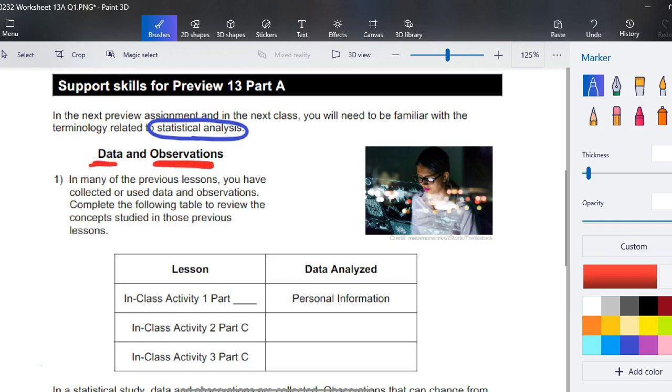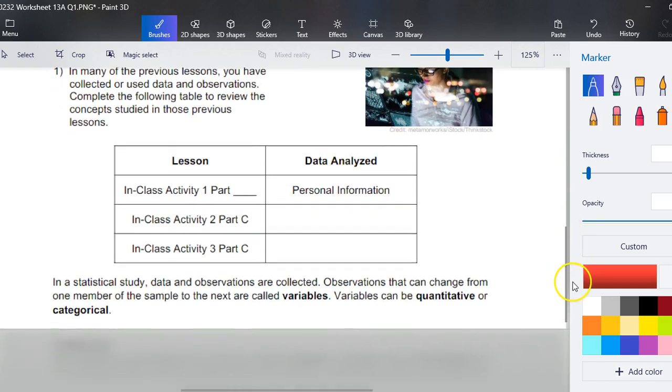In many of the previous lessons, you have collected or used data and observations. Complete the following table to review the concepts studied in those previous lessons. So looking at our table, the lesson is listed and then just a quick summary of the data analyzed.